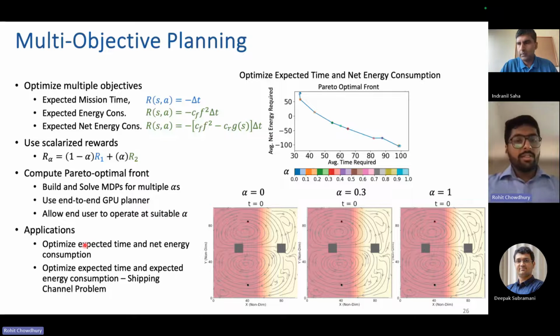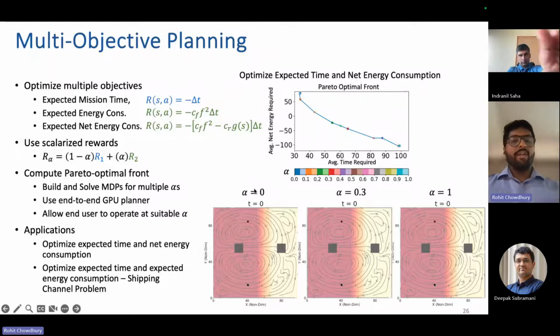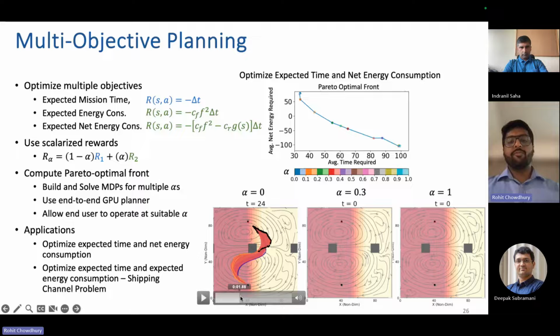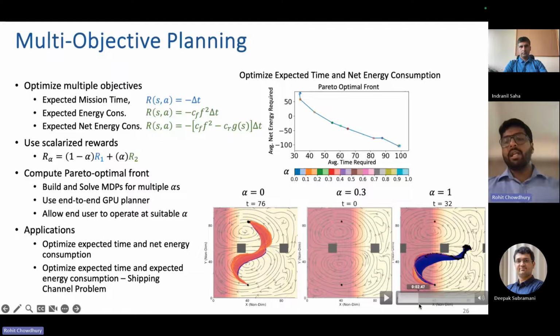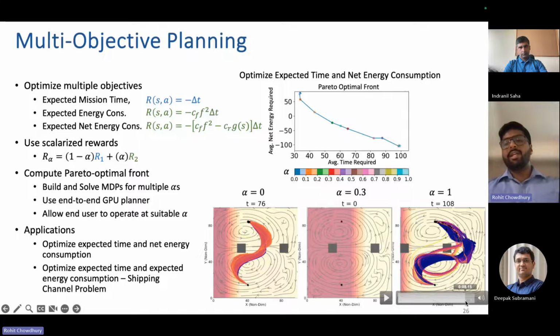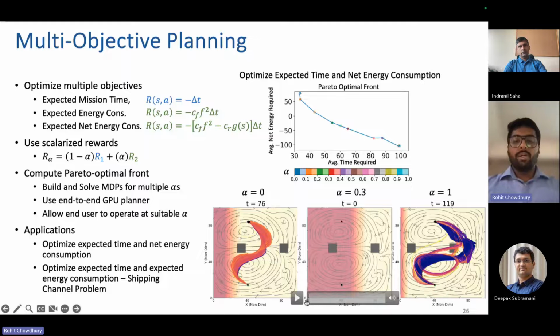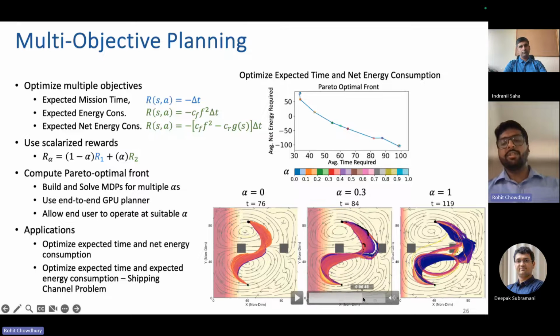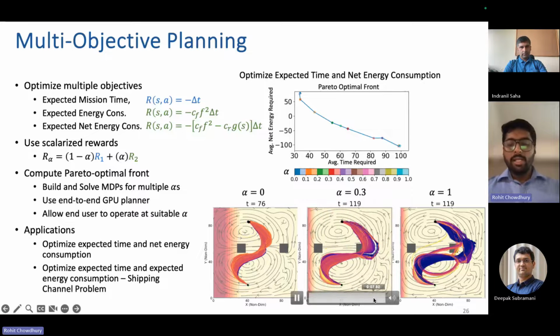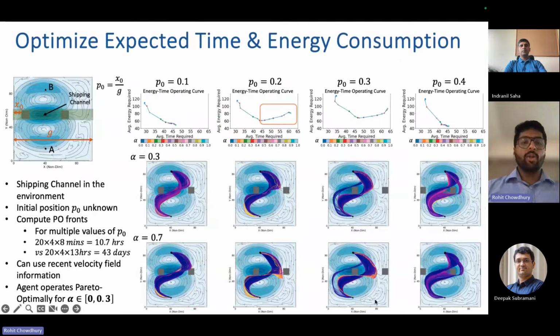Then, as far as applications are concerned, one application, once again, is to see what happens if we try to optimize, let's say, both time and energy. So if I put alpha equal to 0, we're essentially optimizing simply for time. And we see that the agent would just quickly reach the target location while avoiding the obstacles. If we optimize for just energy by putting alpha equal to 1, we once again see very curvy paths, avoiding the obstacles, trying to stay in the sunny region and reaching the target. And if I put an alpha value of 0.3, something intermediate, we see that the behavior of the trajectories is also intermediate in nature.